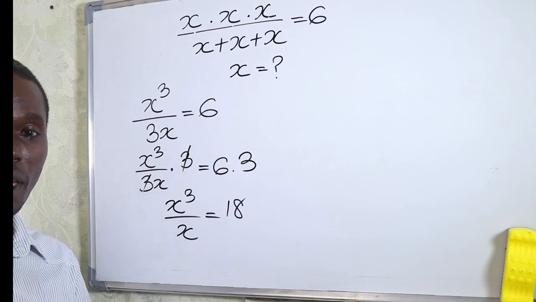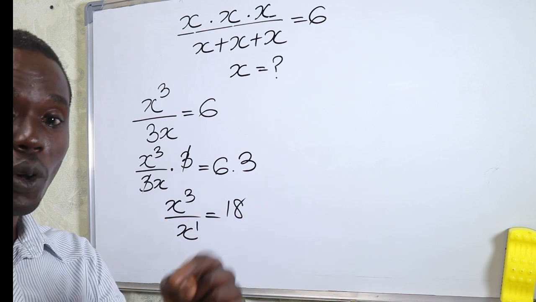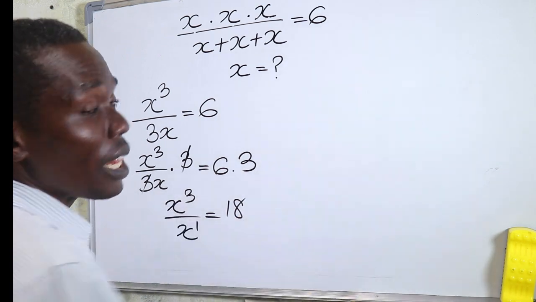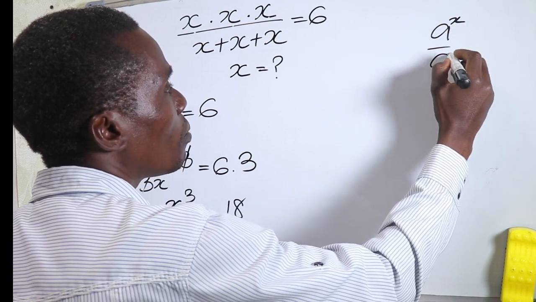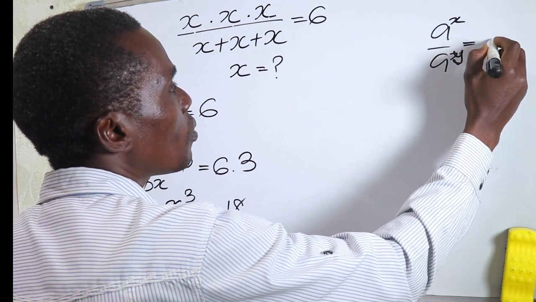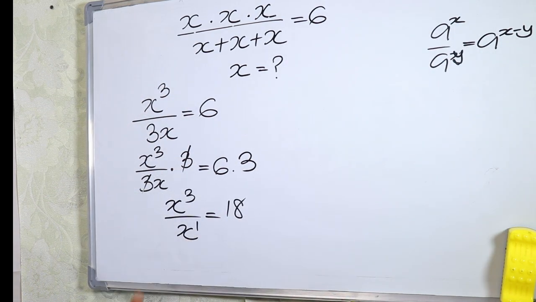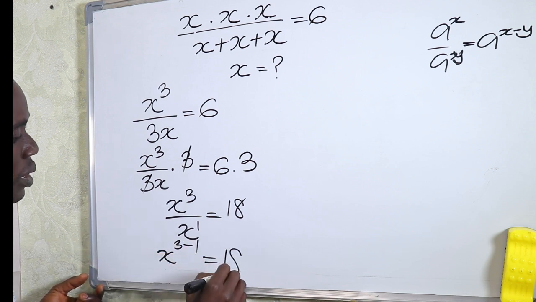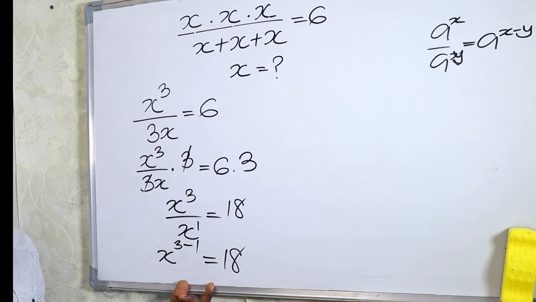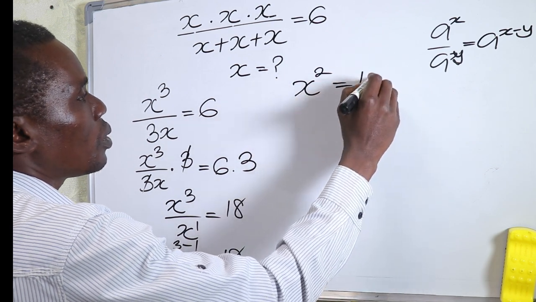So what do we do from here? Remember, this is x to the power of 1. Now recall your law of indices. In that law of indices, if you have a to the power of x divided by a to the power of y, this is equal to a to the power of x minus y, right? So if you apply it here, this will give us x to the power of 3 minus 1, and that will be equal to 18.